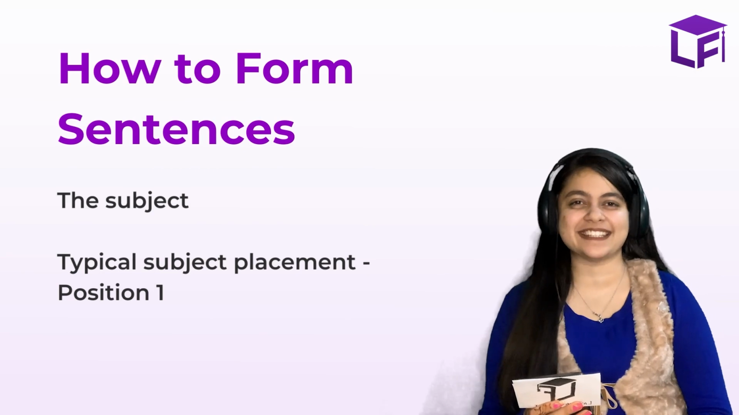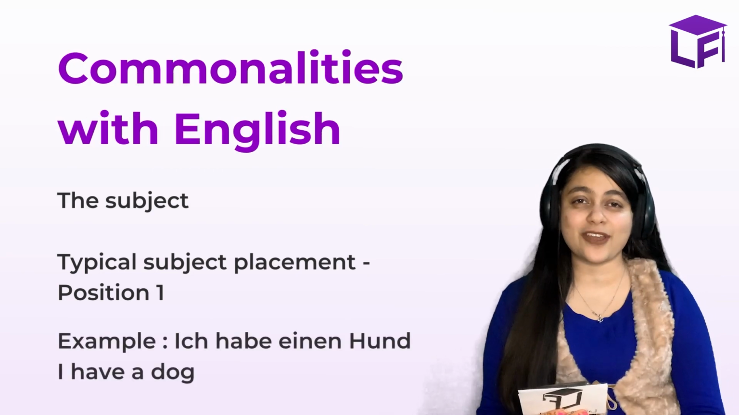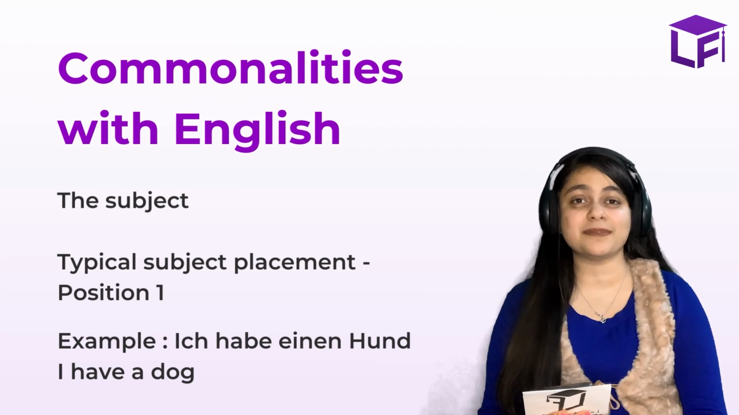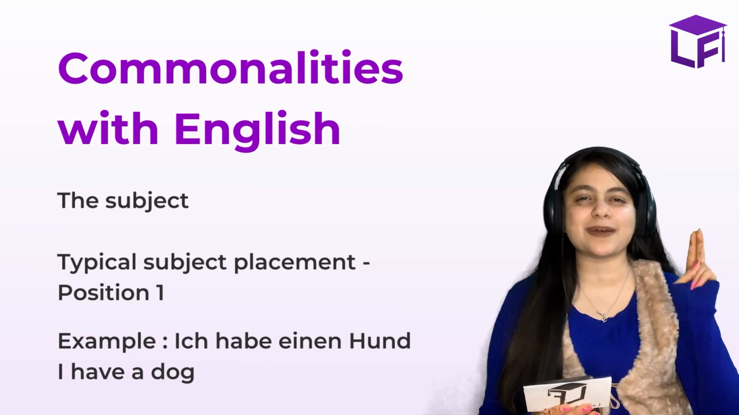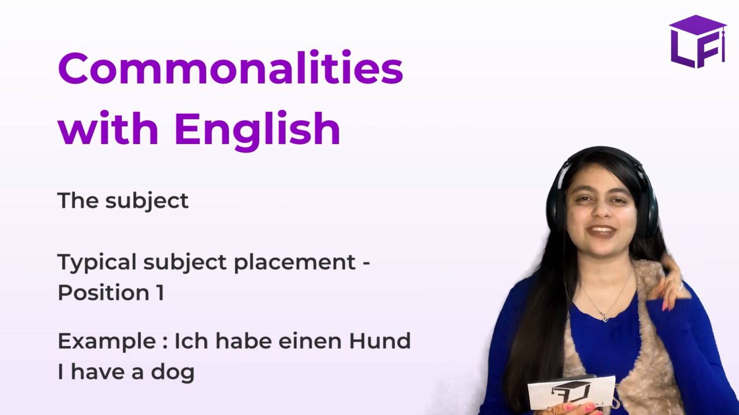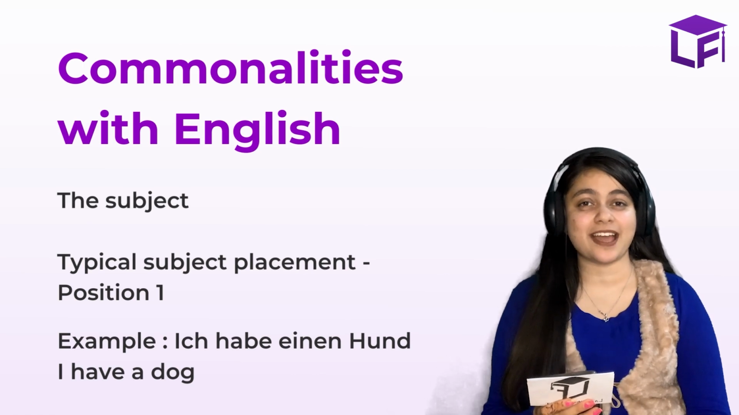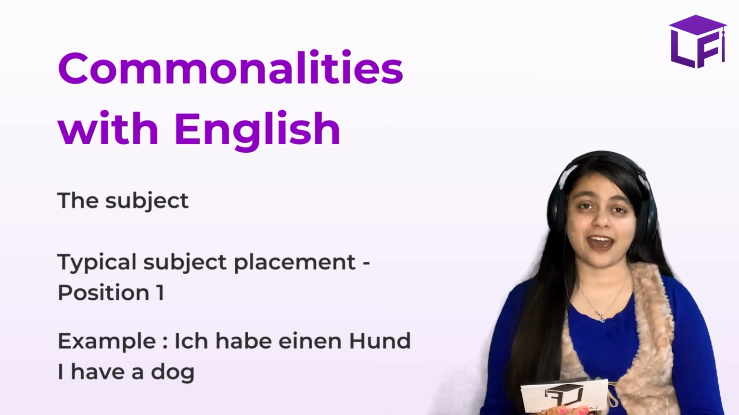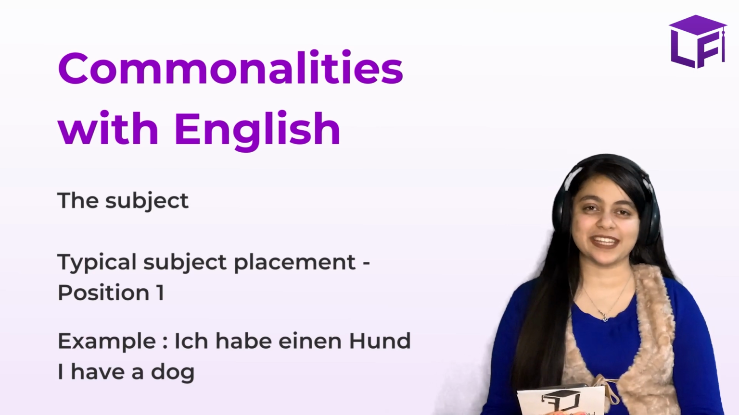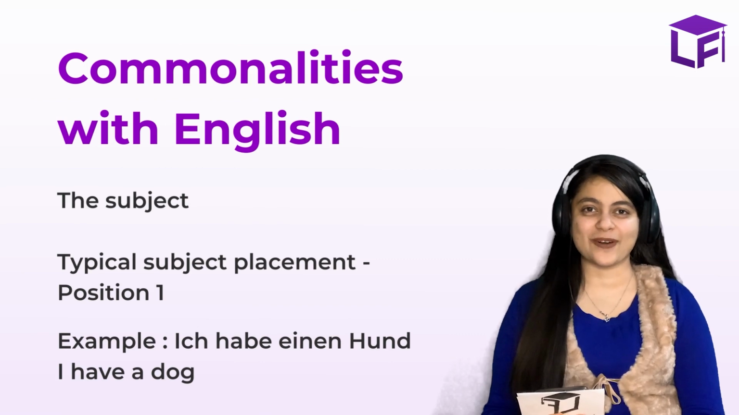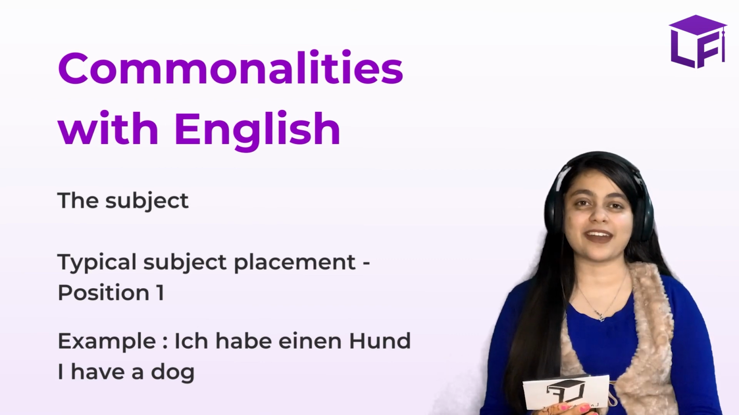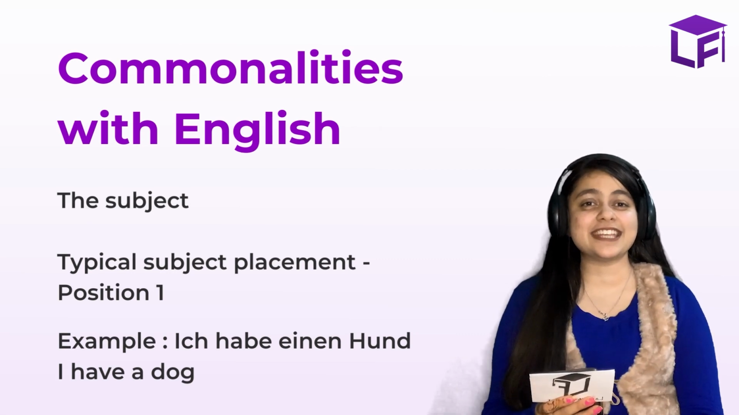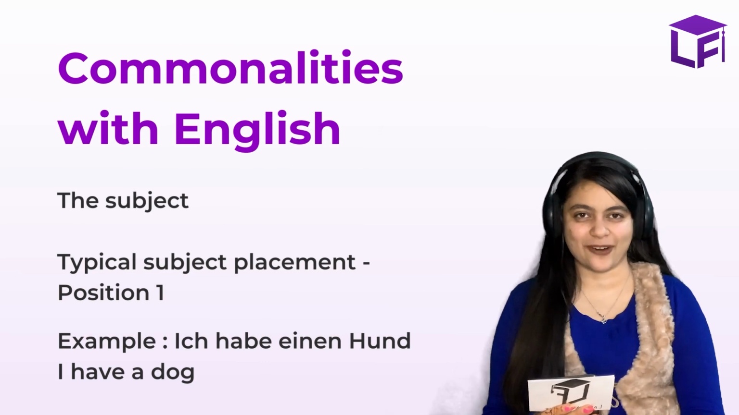How to form sentences. Now the first topic that we are going to take up is the subject of the sentence. The subject in German sentences takes the typical subject position, that is position 1. As an example, I would say, Ich habe einen Hund, which means I have a dog. Now the word ich becomes your subject of the sentence and takes the first position. Ich habe einen Hund. I have a dog.